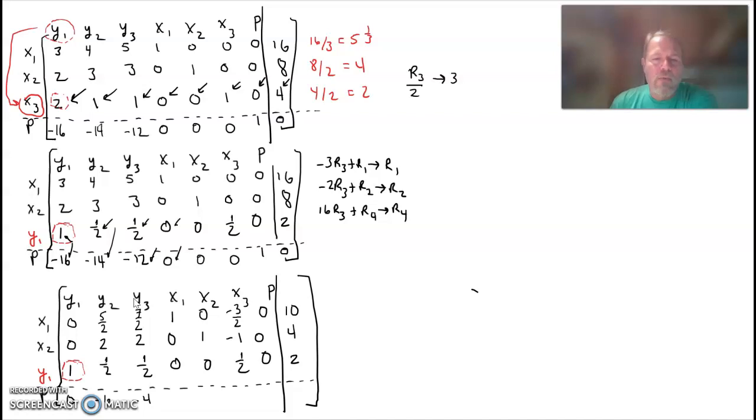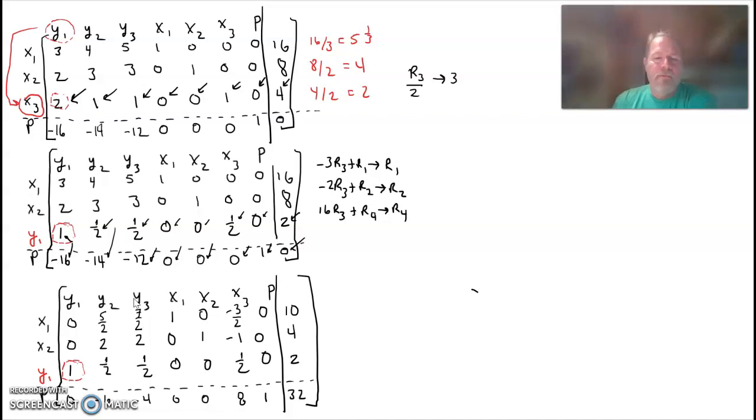0 times 16 is 0 plus 0 is 0. 0 times 16 is 0 plus 0 is 0. So a couple zeros here. Half of 16 is 8 plus 0 is still 8. 0 times 16 is 0 plus 1 is 1. And 2 times 16 is 32 plus 0 is 32.